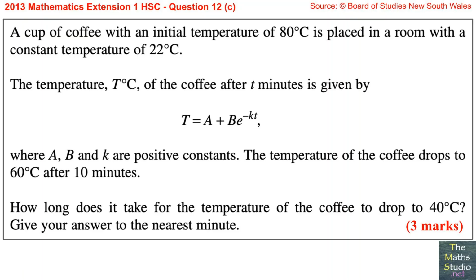Question 12, Part C. A cup of coffee with an initial temperature of 80 degrees Celsius is placed in a room with a constant temperature of 22 degrees Celsius. The temperature, capital T degrees Celsius, of the coffee after t minutes is given by T equals A plus B times e to the power of negative kt, where A, B and k are positive constants.